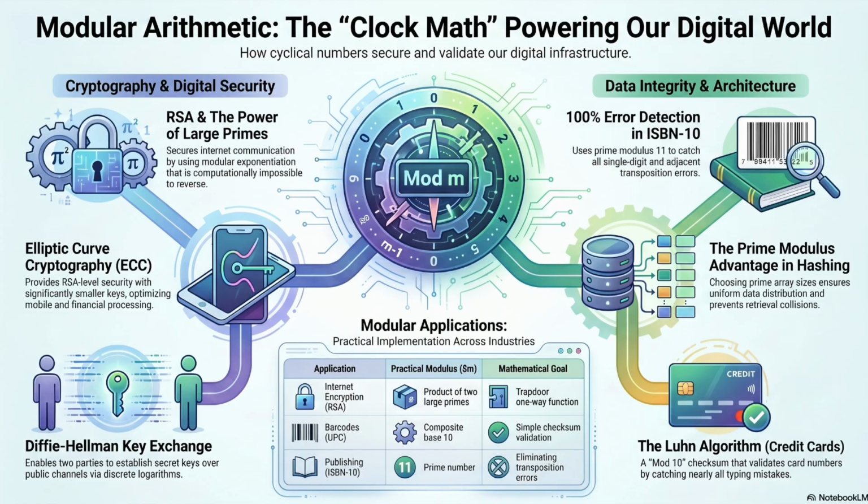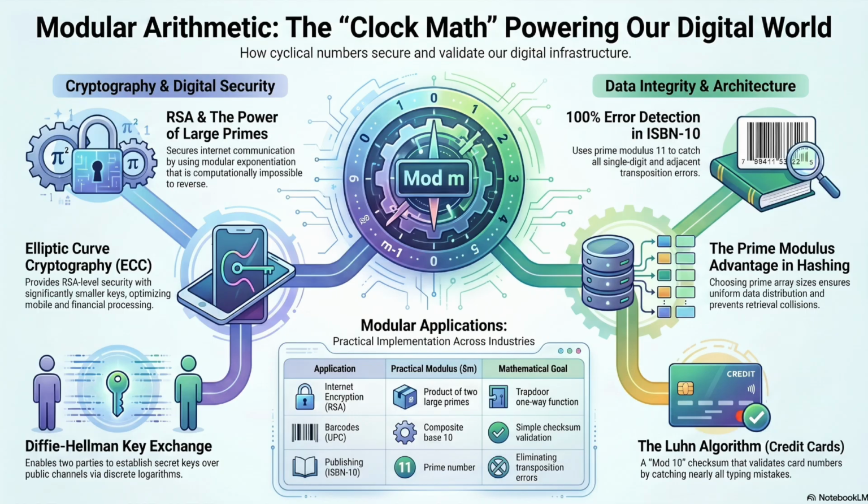If you run the algebra on this transposition, the change to the total sum simplifies elegantly. The delta is exactly 2 times the difference between the two swapped numbers. Okay, 2 times the difference. And for the error to go undetected by the register, that delta still has to be a multiple of 10. Right. So the equation is 2 times the difference is congruent to 0 modulo 10, which means the difference between the two swapped numbers must be exactly 5. Wait, oh, because 2 times 5 is 10.